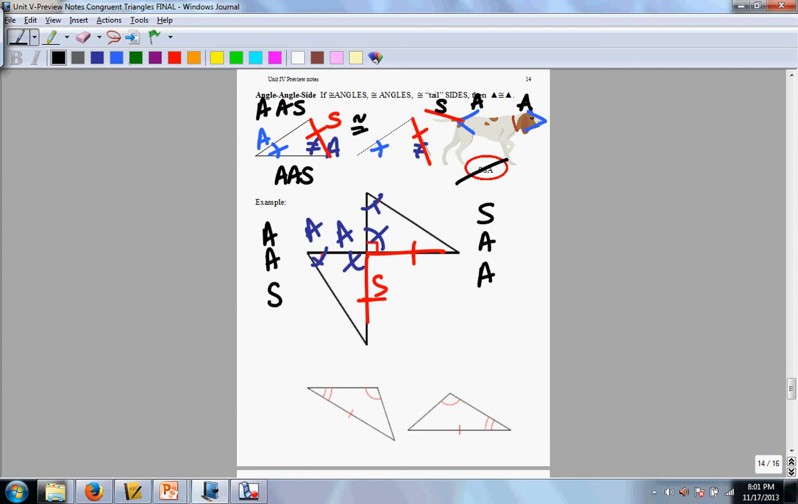In this diagram down below, we have a pair of angles. Hatch mark, put an A. We have another pair of angles. And then we have a side. So again, this spells angle-angle-side, or side-angle-angle, which is the same thing. These are congruent.